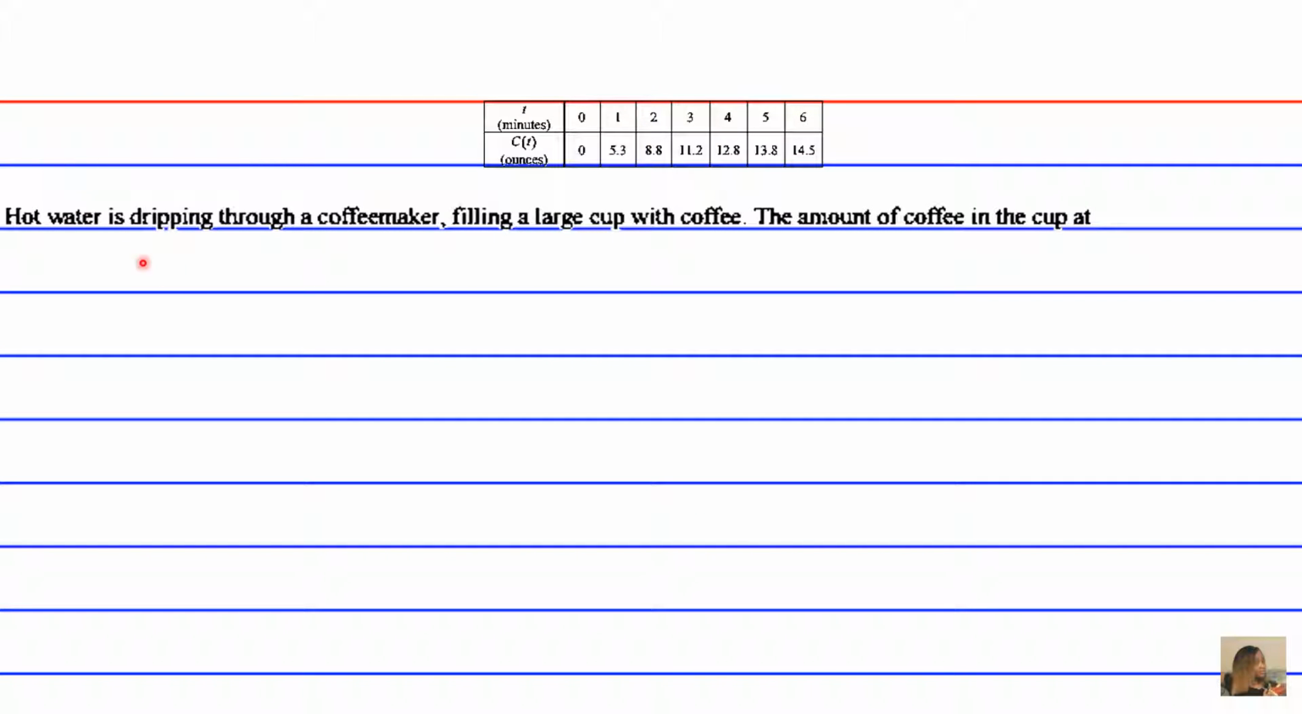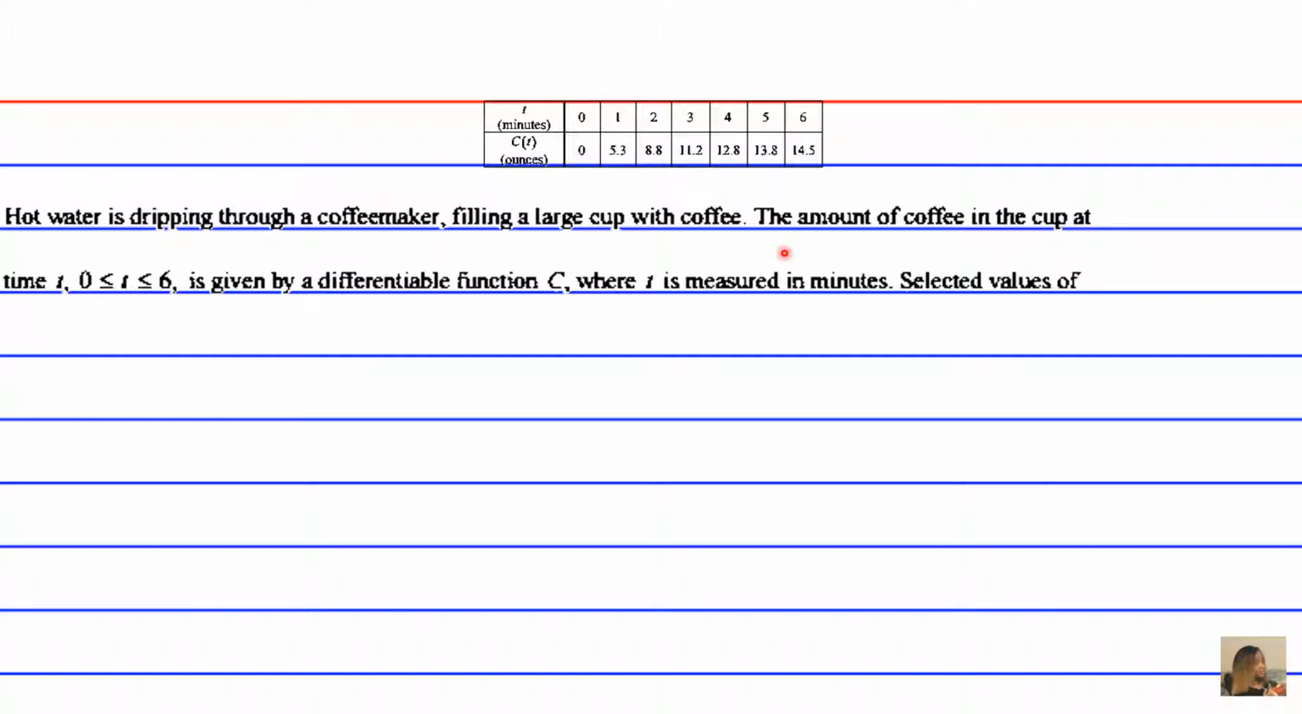Alright, so hot water is dripping through a coffee maker, filling a large cup with coffee. The amount of coffee in the cup at time t, where t is in the closed interval 0 ≤ t ≤ 6 minutes, is given by a differentiable function c, where t is measured in minutes, like I just said. Selected values of c of t, measured in ounces, are given in the table above, okay?